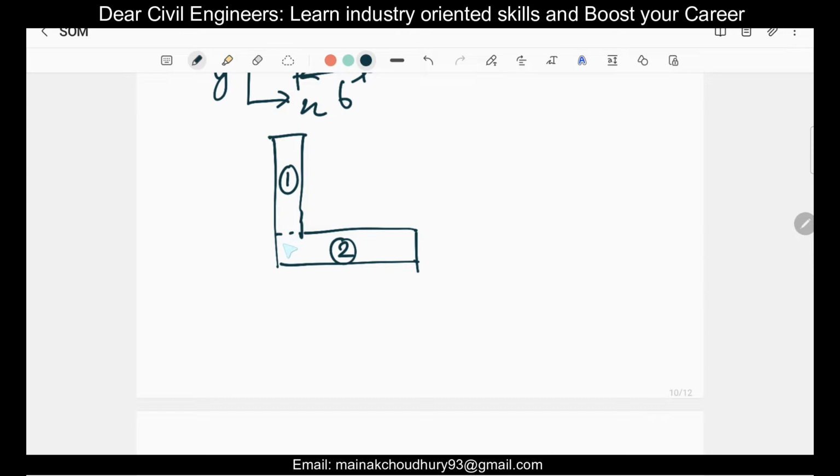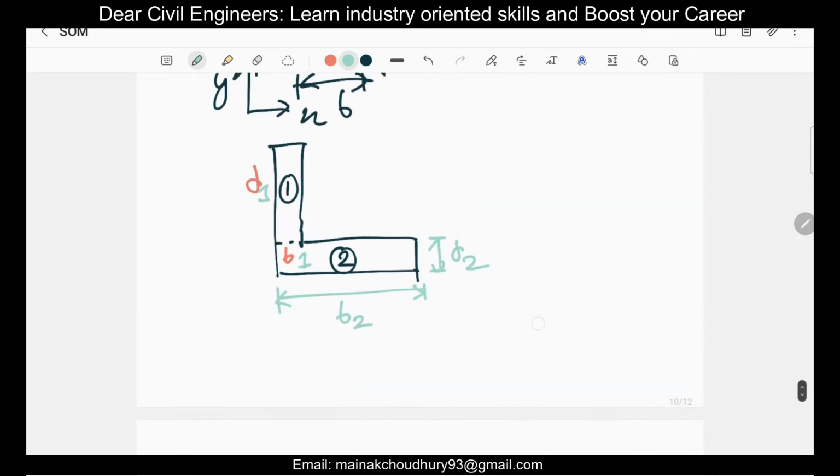For this particular one, this will be the B for part 1, and this will be the D. For part 2, this will be the B. B is parallel to the x-axis, and D is parallel to the y-axis. So for convenience, you can write B2 and D2 here, and B1 and D1 there, just in case. This is how you divide these two parts.